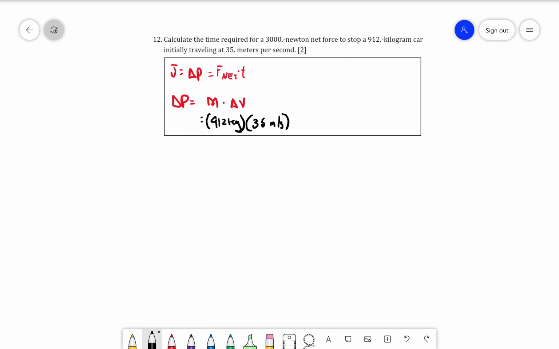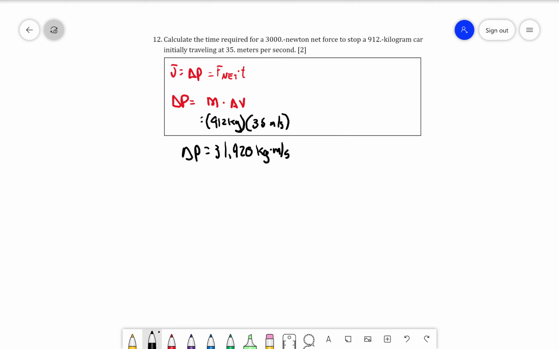912 times 35. And that winds up giving us 31,920 kilograms times meters per second. So that's our change in momentum.